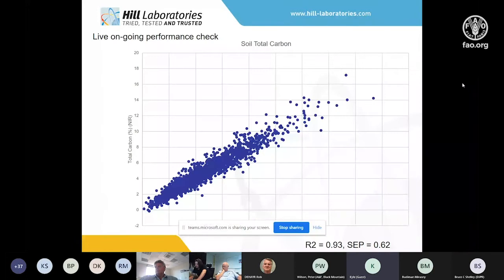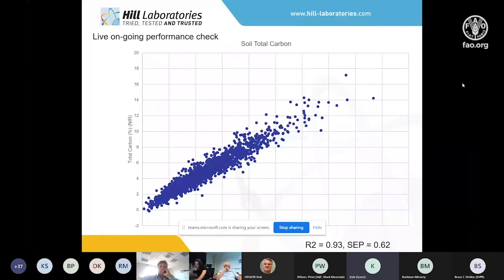All right. Is there anything else? Just to round off, I guess, with total carbon. This is what we have in our lab. It's kind of like a validation set, but it's more than that. This is our live ongoing performance check.